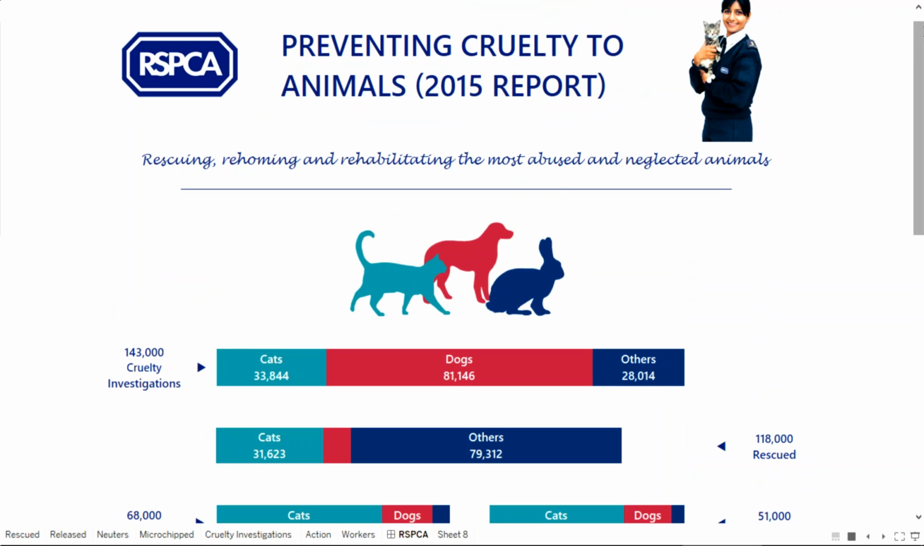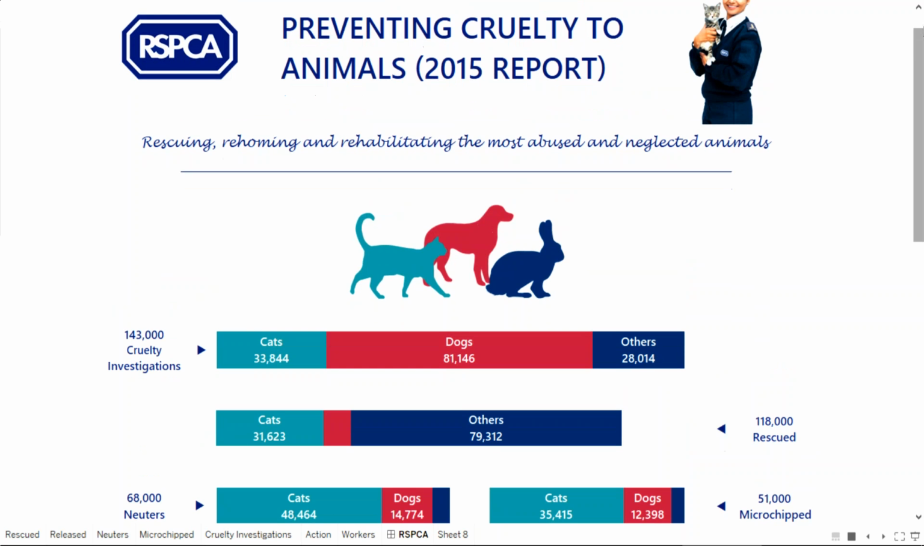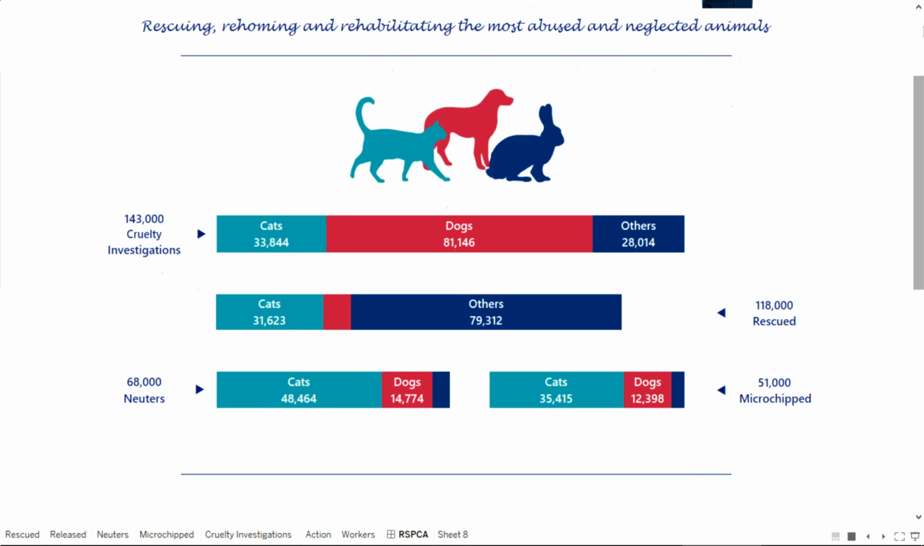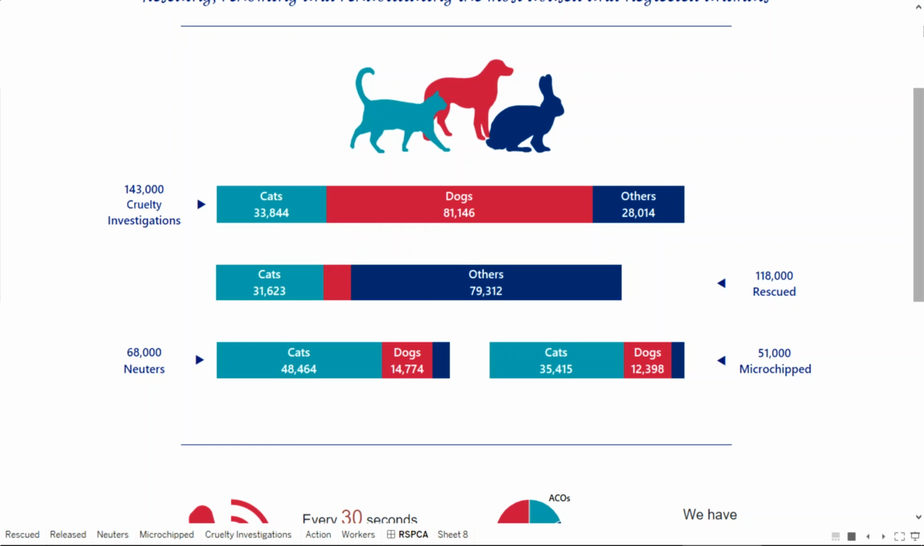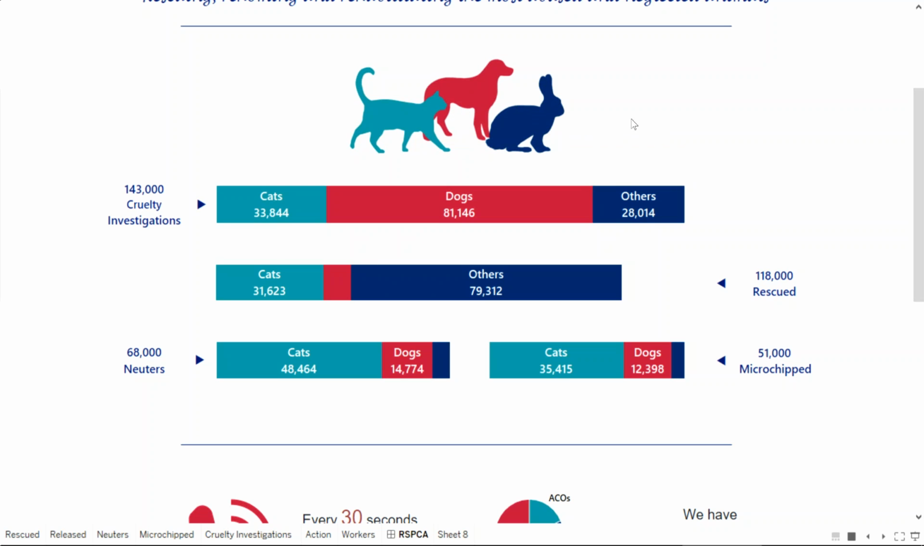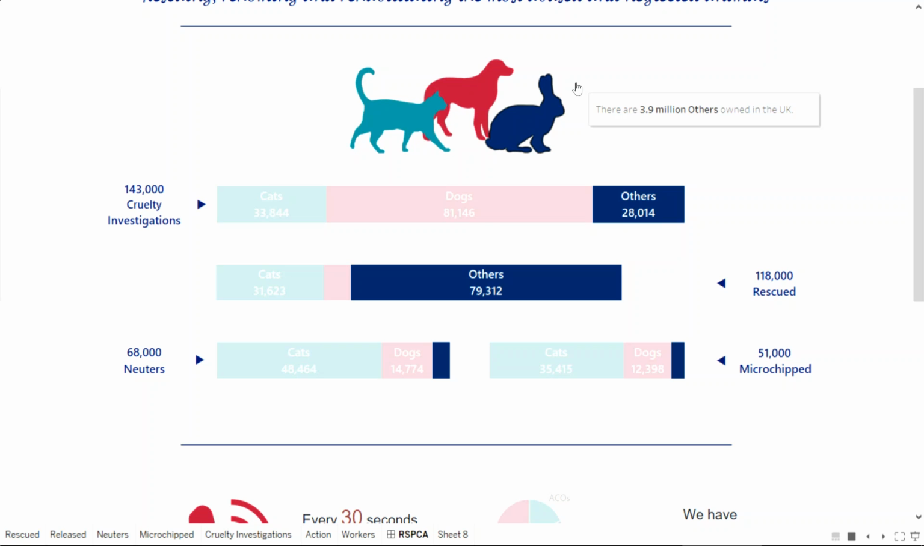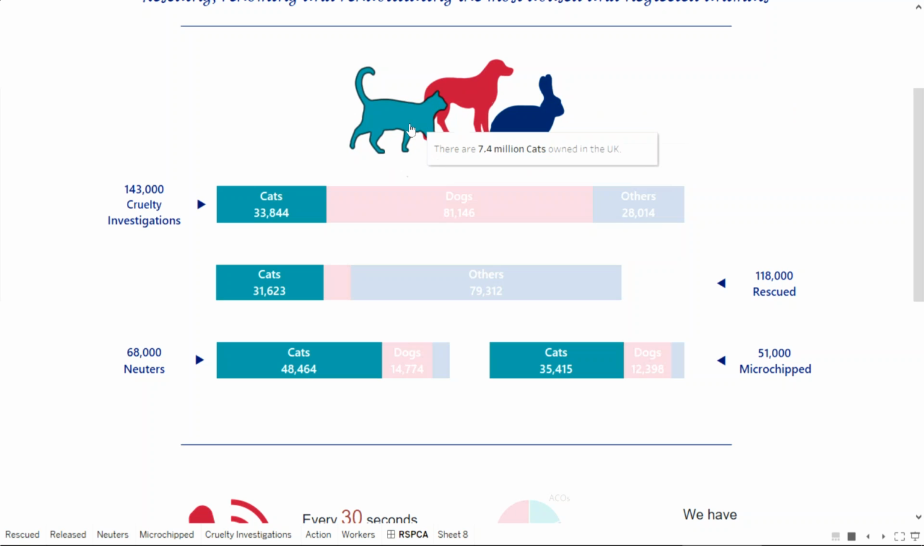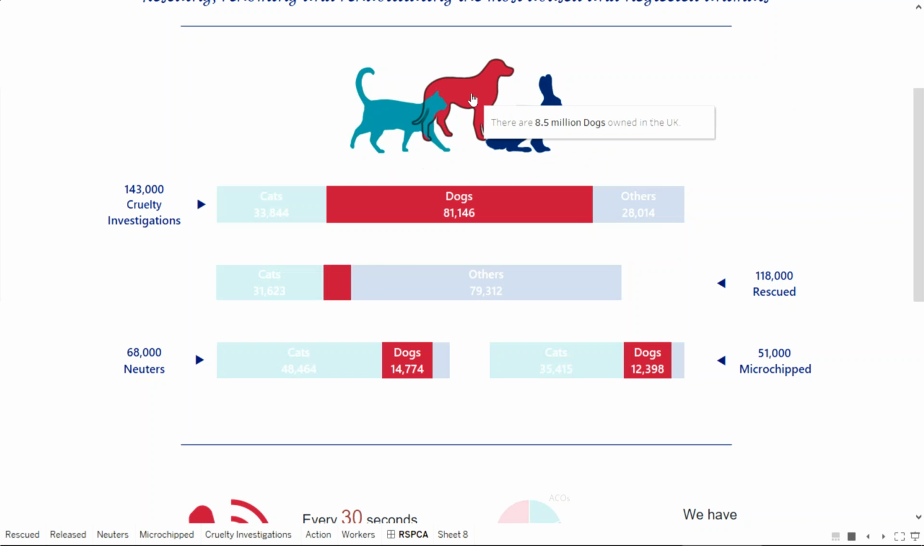But it just gave a few numbers about how many cruelty investigations they've had, how many cats and dogs they've rescued. I quite like using the icons as animals. I've used a highlight action. I mean, it doesn't really add much, but it helps me learn how to use that kind of thing. But I quite like using the overlapping icons as a sort of legend. I think that works well. I like having the icons there. Yeah. More information in the tooltip. I've just added how many million cat owners there are in the UK, just for fun, really.